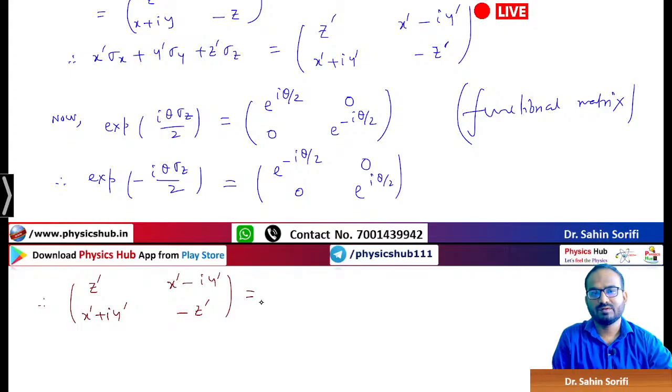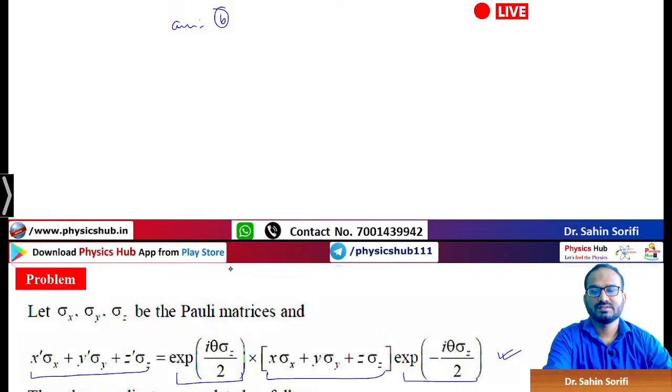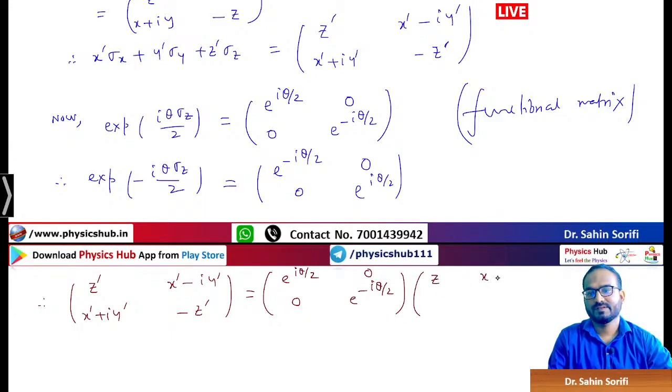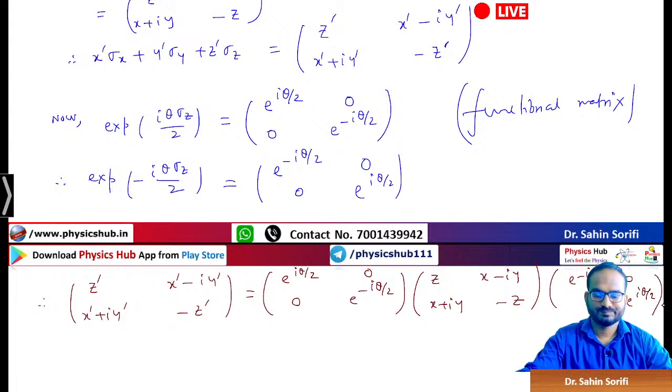This is equals to e to the power, was it plus or minus, e to the power plus i theta sigma z by 2. E to the power plus i theta sigma z by 2 means this one, e to the power i theta by 2, 0, 0, e to the power minus i theta by 2. Then this thing, z, x minus i y, x plus i y, minus z, and it is our minus i theta sigma z by 2, e to the power minus i theta by 2, 0, 0, e to the power plus i theta by 2. Okay.